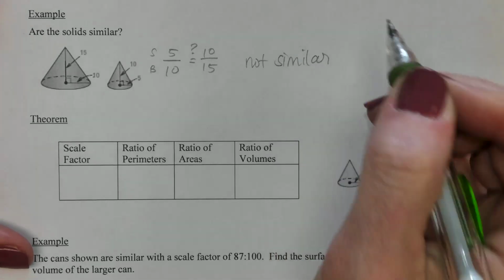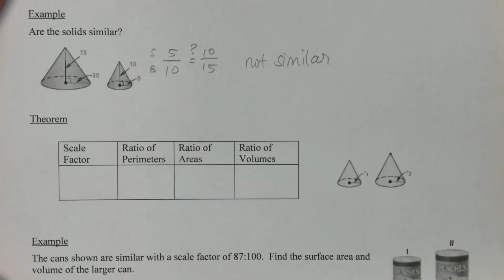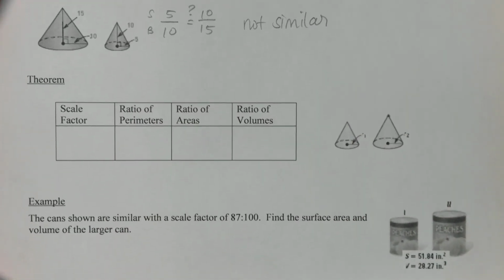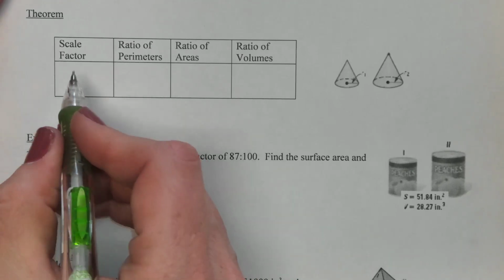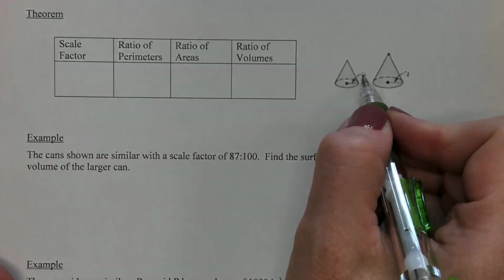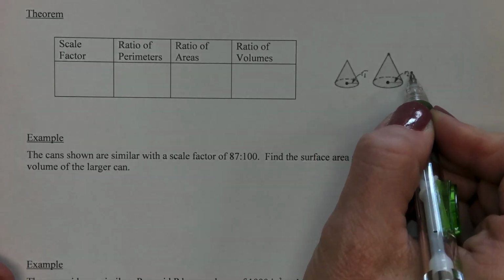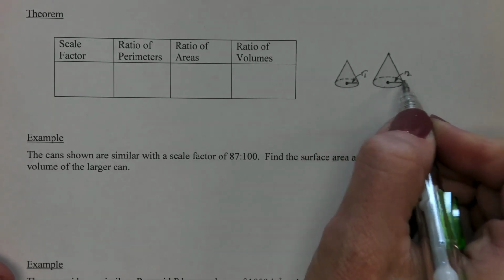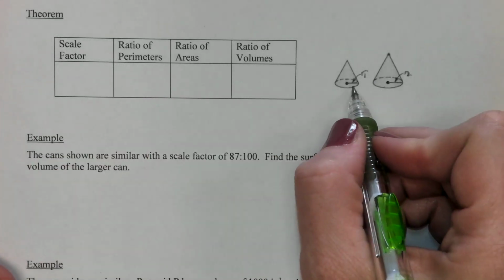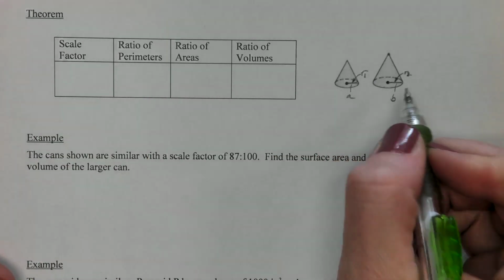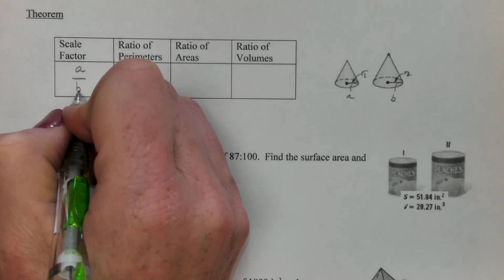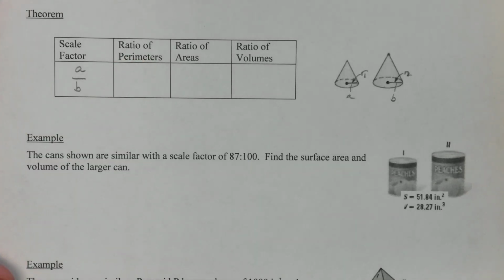They have to have the same scale factor in order for us to consider them to be similar. Breaking that down, scale factor is what we have done in chapter 6, where we are just comparing one measurement to another. This is a little tough to see, but it says radius 1 and then radius 2. So we're just comparing those two. I'm going to call that A and call that B. So that would be my scale factor, A to B.